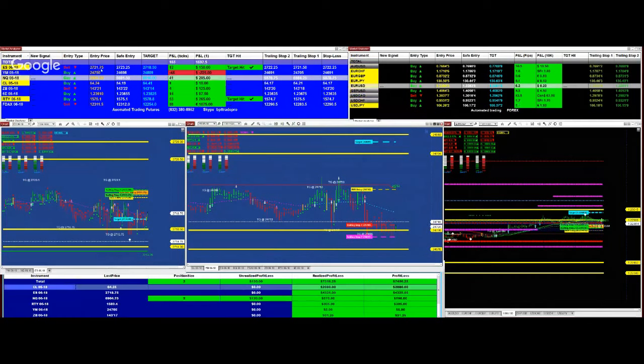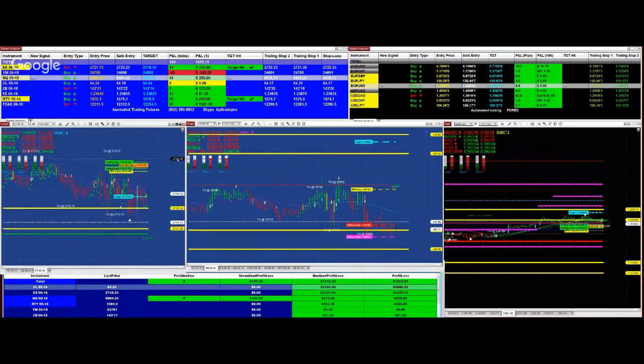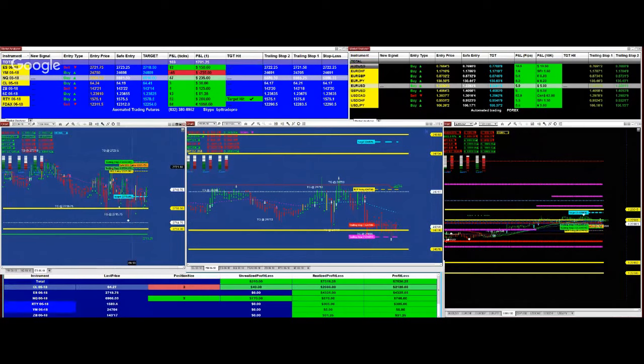And then we have the target on that ES, 2718.50. So if we are looking at the ES right now, we just hit the target. We had the entry and the target. And then on the pullback, if you decide that you want to re-enter the market, we have the safe entry, 2723.25. So you can copy once the new signals come.